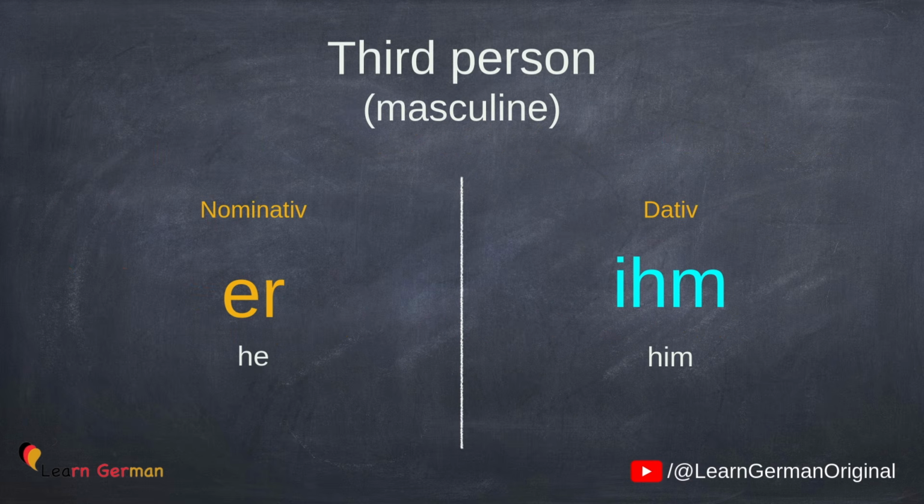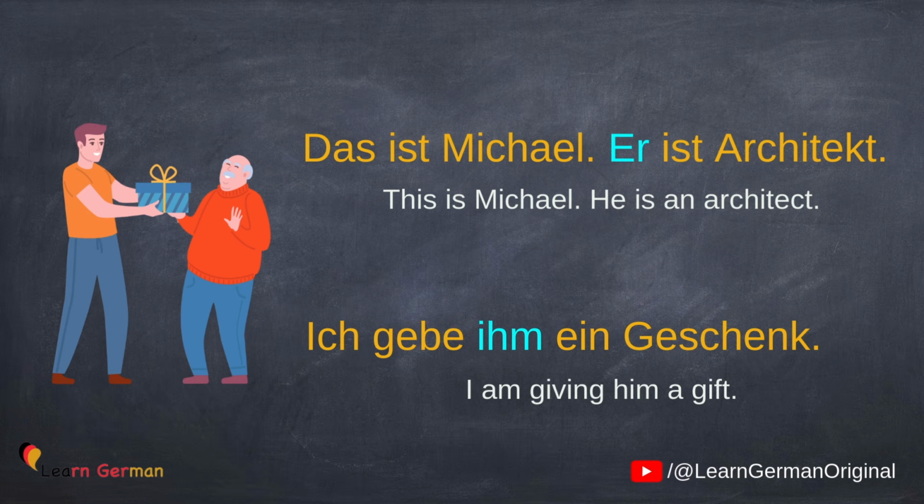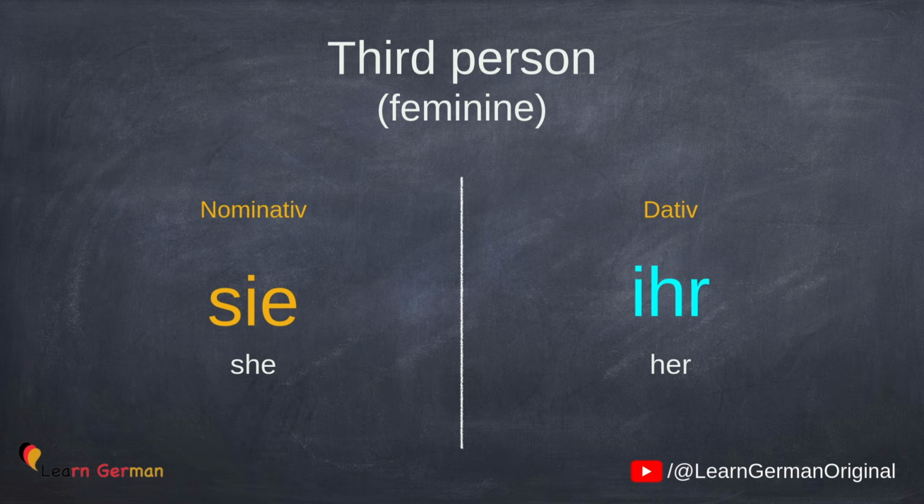The next one is third person masculine. Im Nominativ is er and in dative it changes to ihm. Let's see how to use them in a sentence. Das ist Michael. Er ist Architekt. Ich gebe ihm ein Geschenk. The same case we have done before. Ihm is the dative personal pronoun for er.